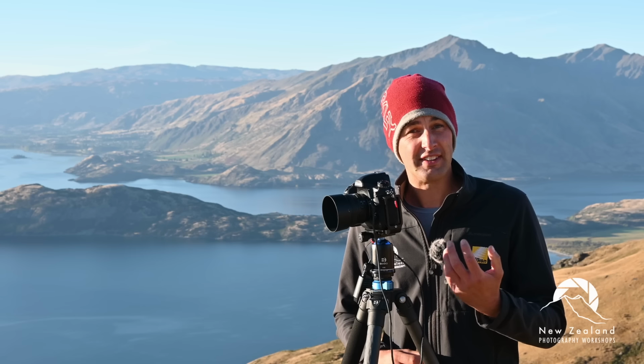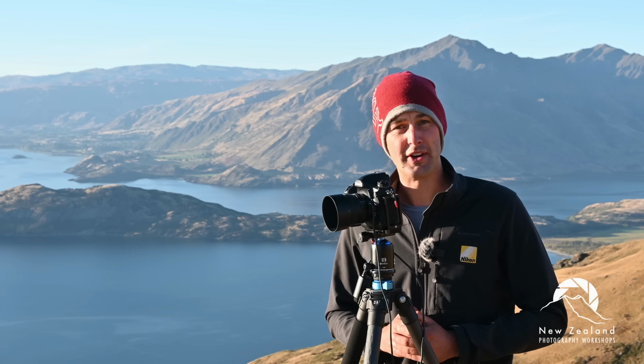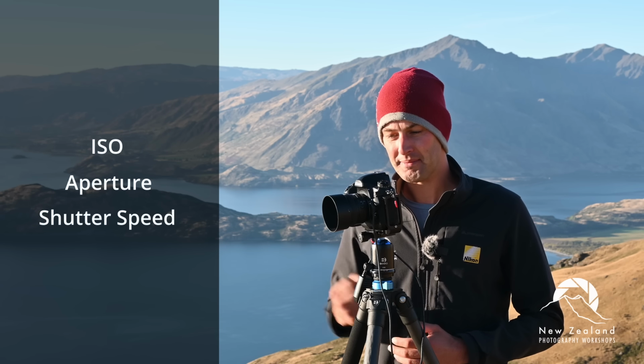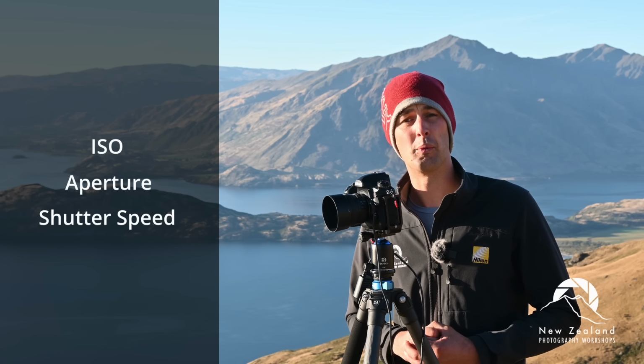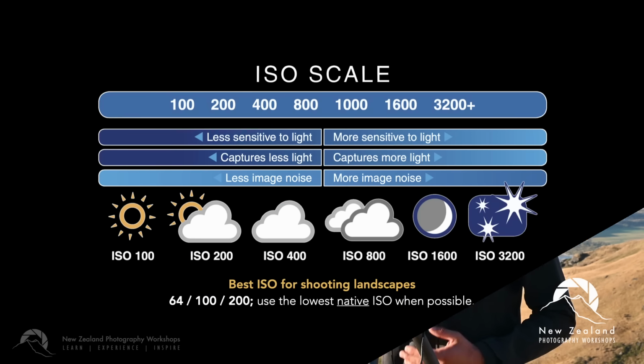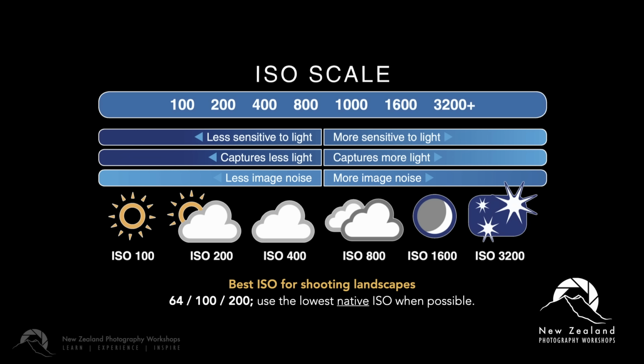So there's three settings in our camera that control our exposure: our ISO, our aperture, and our shutter speed. So let's look over these one by one to start with. First of all, our ISO. ISO controls how sensitive the camera sensor is to light. A lower ISO, like ISO 100, and the camera's less sensitive to light. A higher ISO, like 400, the camera's more sensitive to light.